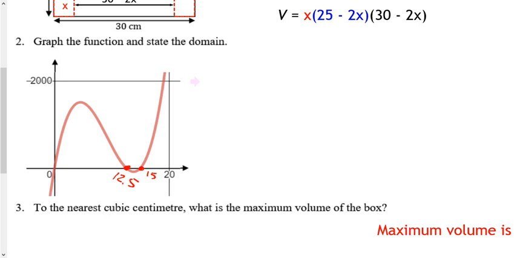I would like you to talk to your neighbor and convince your neighbor this is what the domain for this situation should be. So tell them what you think it is and convince them you're right.